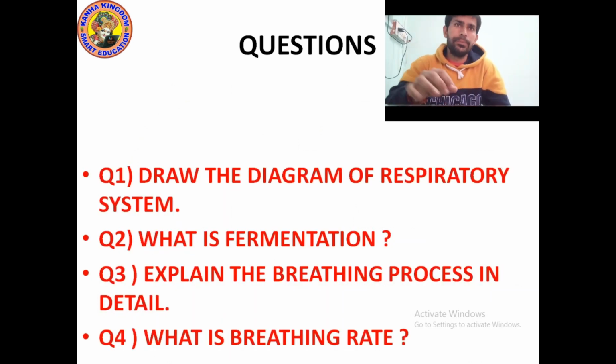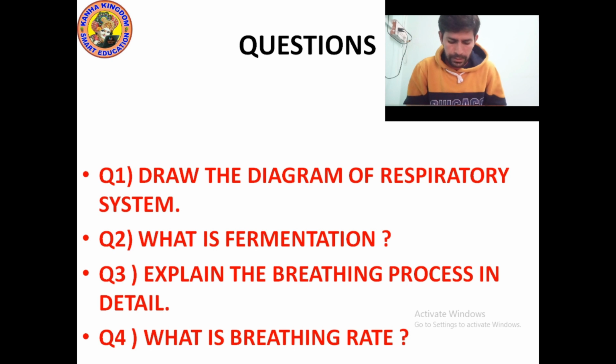Okay, it's time to ask questions from you. Question number one: draw the diagram of the respiratory system. You will draw the diagram neat and clear, mentioning the names of the different parts of the respiratory system, like nasal cavity, pharynx, trachea, lungs, diaphragm. So you will mention all these names. Okay, now question number two.